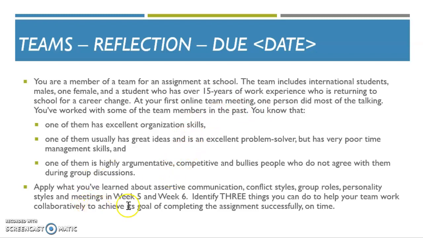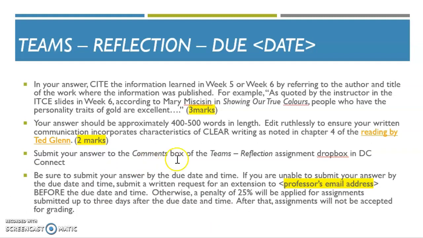And what I'm asking you to do, and you can just write in point form, is complete this sentence: 3 things that I can do to help my team work collaboratively to achieve its goal of completing the assignment successfully on time are, and then give me 3 bulleted points, okay? I want the points to be based on what you learned in week 5 or week 6. You're going to refer directly to either the author, because there were all kinds of articles last week, and the title of the work, or this week I cited different people, like Mary Missison, about the True Colors activities.